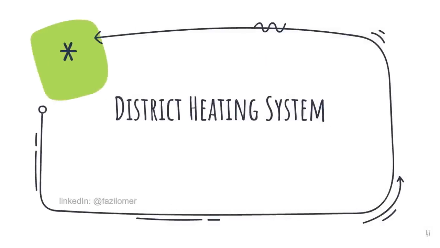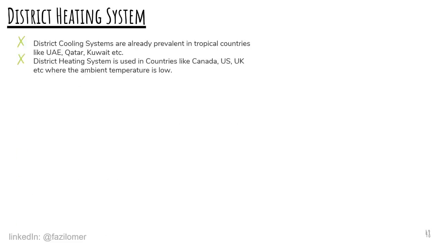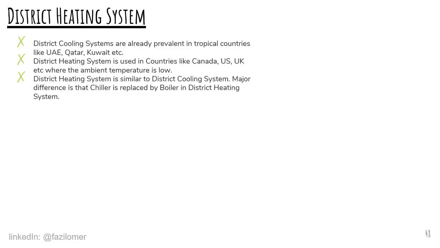District heating system. District cooling systems are already prevalent in tropical countries like UAE, Qatar, Kuwait, etc. District heating system is used in countries like Canada, US, UK, etc., where the ambient temperature is low. District heating system is similar to district cooling system. The major difference is that chiller is replaced by boiler in district heating system.